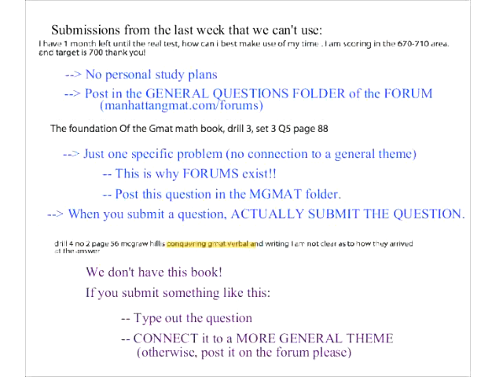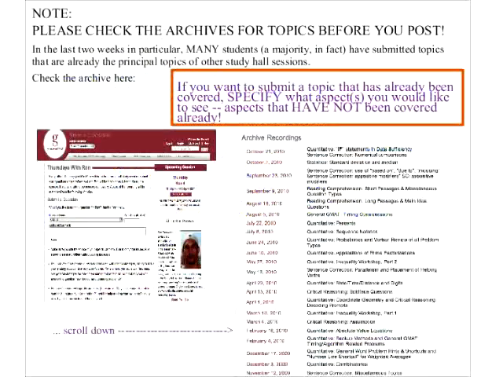Also, the last thing, please check the archives. We have a very extensive archive of these sessions by this point. I think there are something like 50 sessions in the archive, give or take a couple. So 50 is a lot.